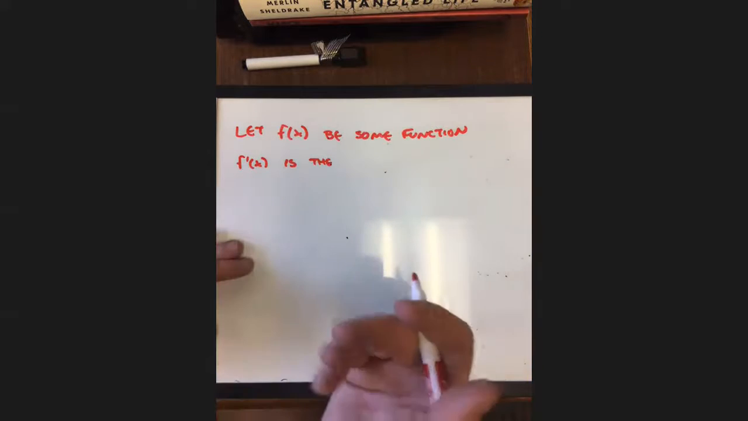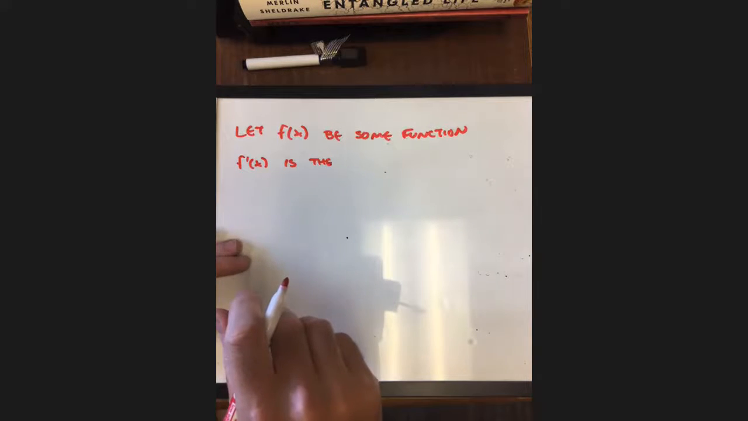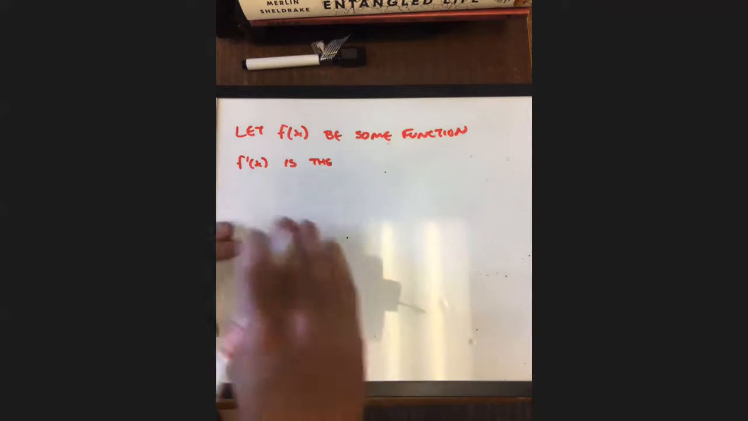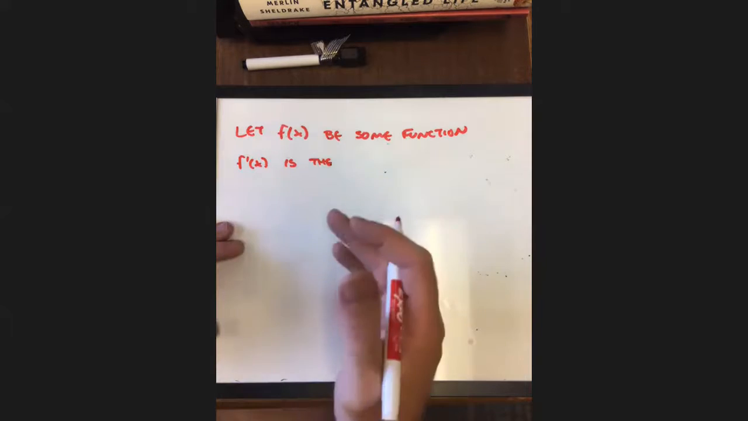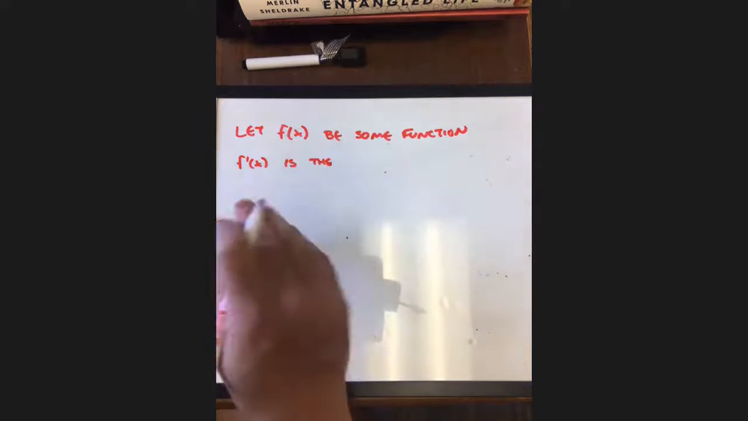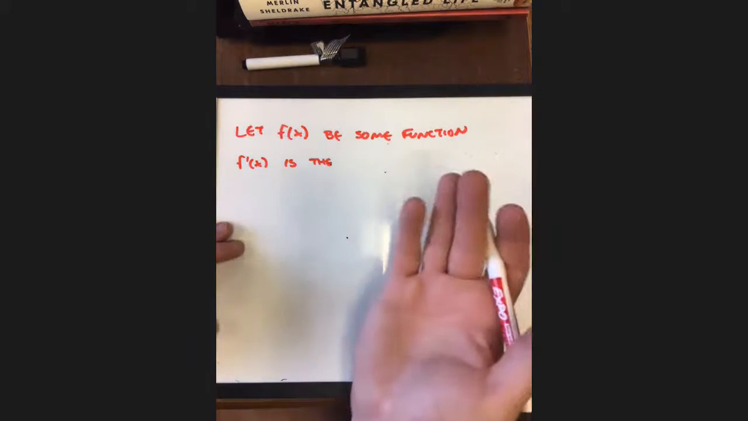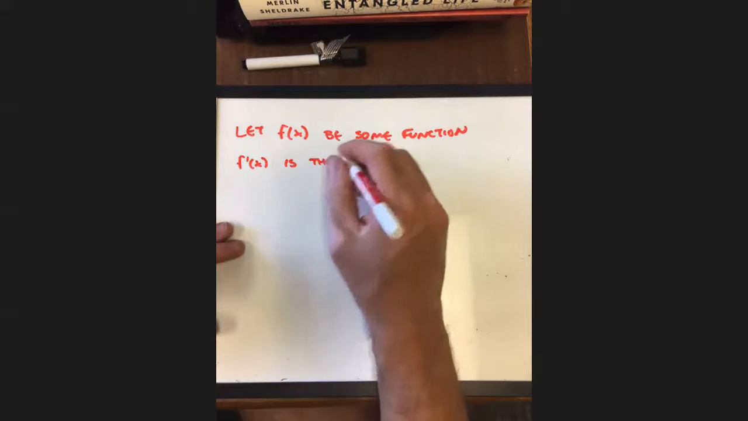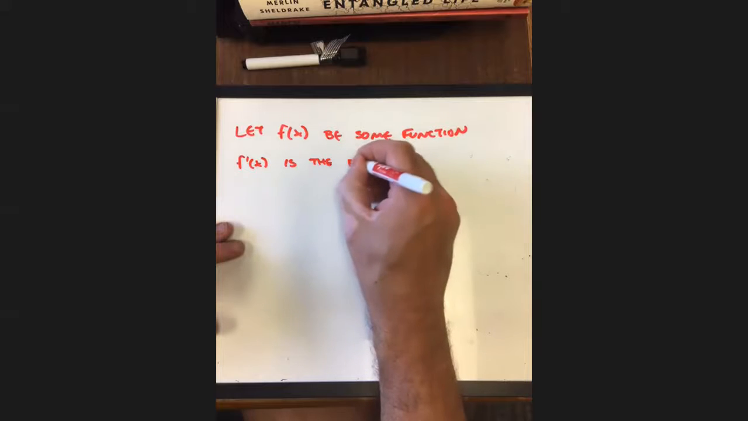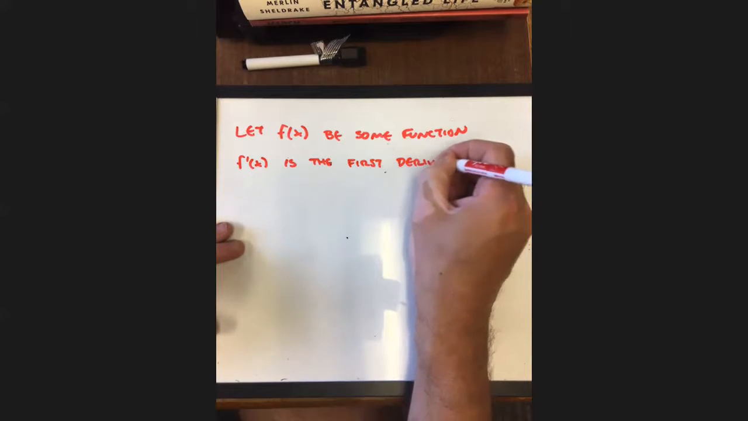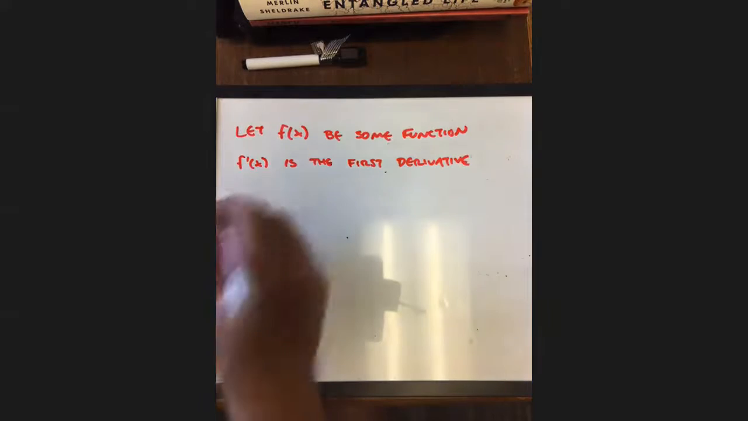It could model anything. It could model population, or money in a bank account. Who knows what? f prime of x is the derivative. It's the instantaneous rate of change in that function for some value of x. And f prime of x is itself a function. It's a different function from f, but it tells us something very important about the original function. So f prime of x is the first derivative of f.